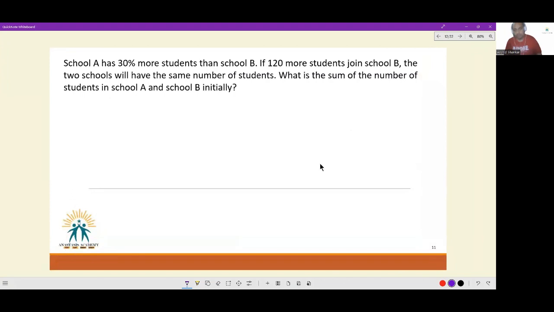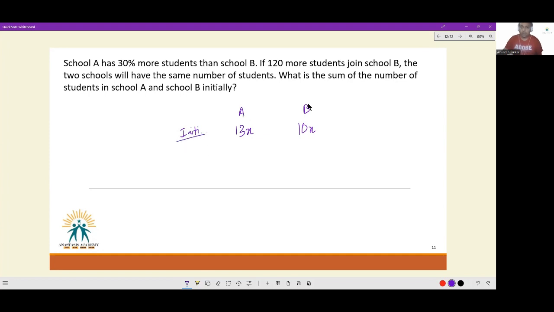Next question. School A has 30% more students than School B. If 120 more students join School B, the two schools will have the same number of students. What is the sum of the number of students in School A and School B initially? Okay. School A has 30% more students. So let's say there were 13x students here and 10x students here initially.